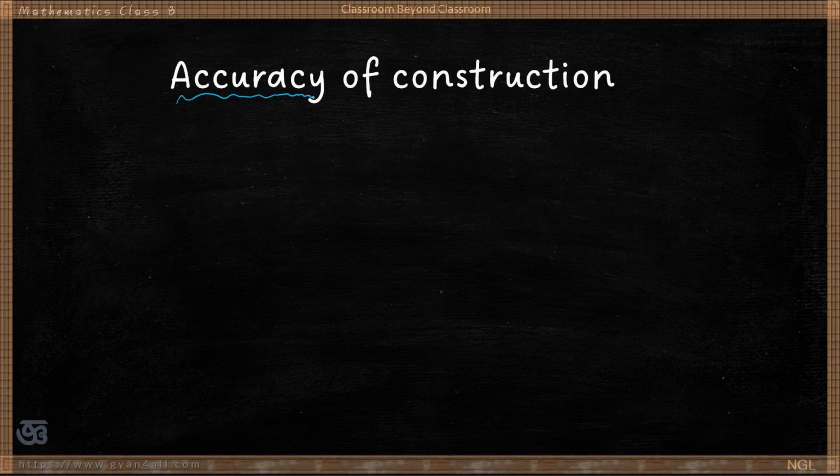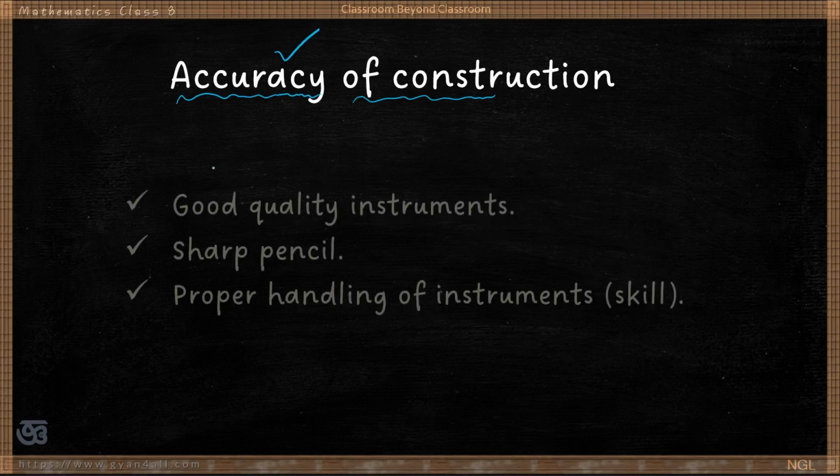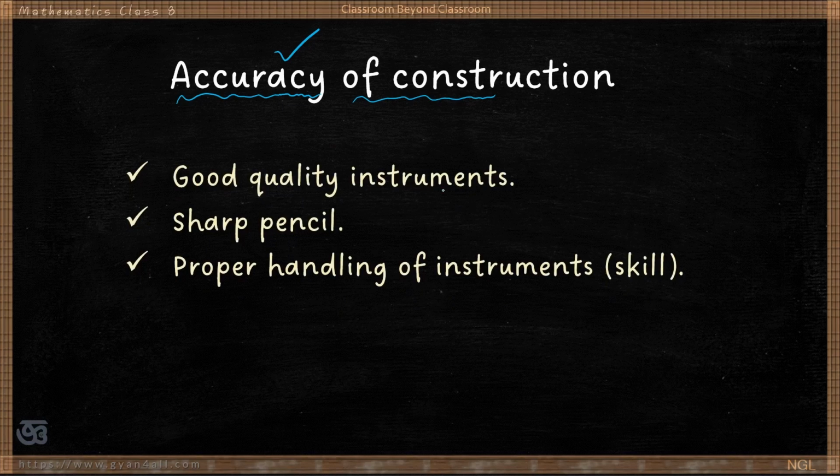Whatever construction we do, it should be an accurate one. The accuracy of a construction depends on many factors, but these three factors are important. Good quality instruments, use of good quality geometrical instruments like ruler, pencil, whatever it may be, and the pencil should be sharp pencil, and proper handling of the instruments is another important factor, and that comes under the skill part.